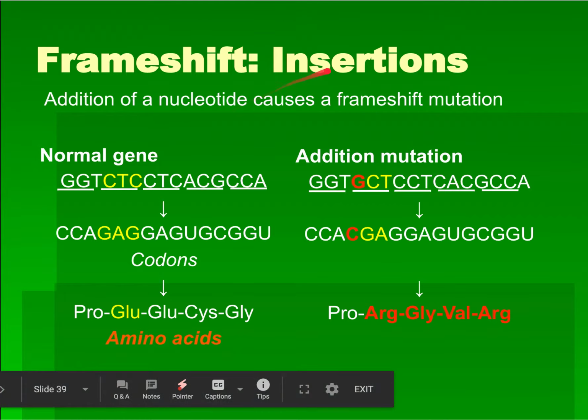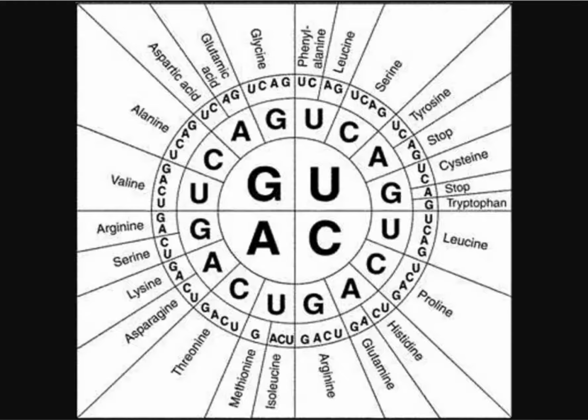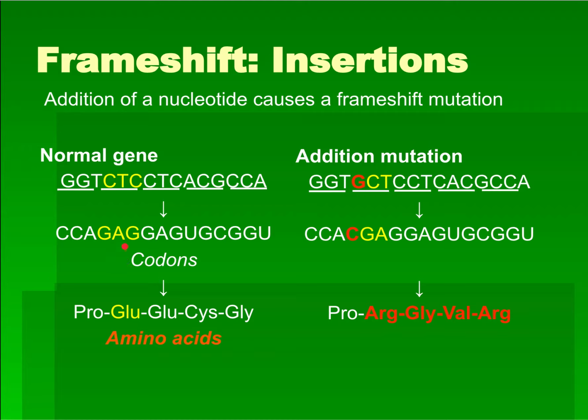But with this insertion frame shift mutation, a base is going to be added, right here. It should say CTC, but instead of CTC, now it says GCT. And what happened is that we changed our reading frame. So in this case, when we put it into our wheel, GAG is going to be glutamic acid, but when this guanine was inserted, it changed our entire reading frame.